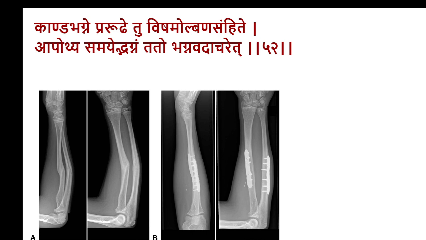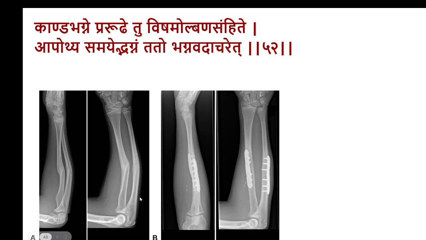If there is a fracture which has united in an abnormal manner, a malunited fracture, and there is an anatomical deformity at that area, then Sushruta has suggested refracturing the area and then again trying to unite the bone in a proper manner.